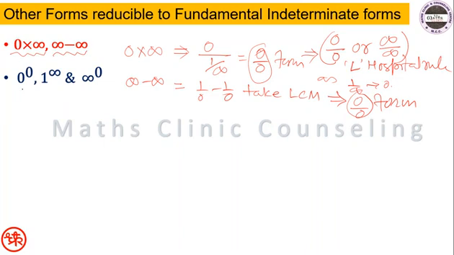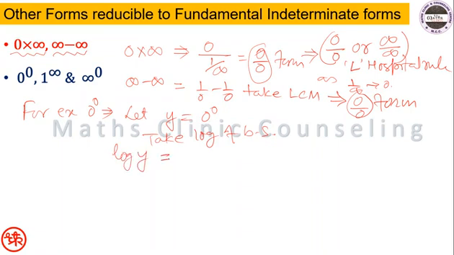Then 0 raised to the power 0, 1 to the power infinity, infinity to the power 0. For example, 0 raised to the power 0. Let y be equal to 0 raised to the power 0. Take log of both sides. It becomes log y equal to log of 0 to the power 0, that is equal to 0 log of 0, and that is 0 into infinity form.